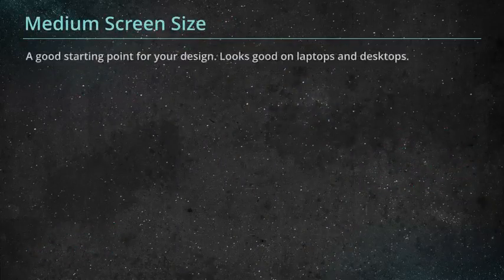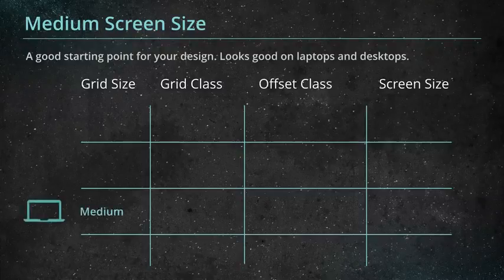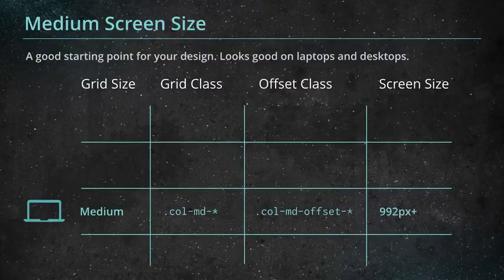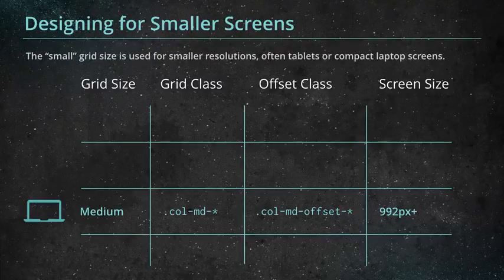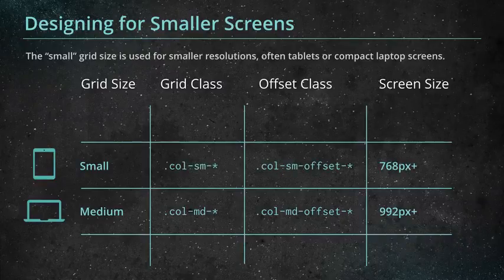So far, we have concentrated on getting our site looking great on medium-sized screens, things like laptops. To do that, we use that col-md-* class and the col-md-offset-* class. But these only work for screen sizes of 992 pixels and larger. For smaller resolutions like tablets and even compact laptop screens, there's another grid size we could be designing for, and that's called the small size. The small size uses similar classes to the ones we've worked with so far, except we replace the MD part with the SM part. The small grid size will work for screen sizes of 768 pixels and above.